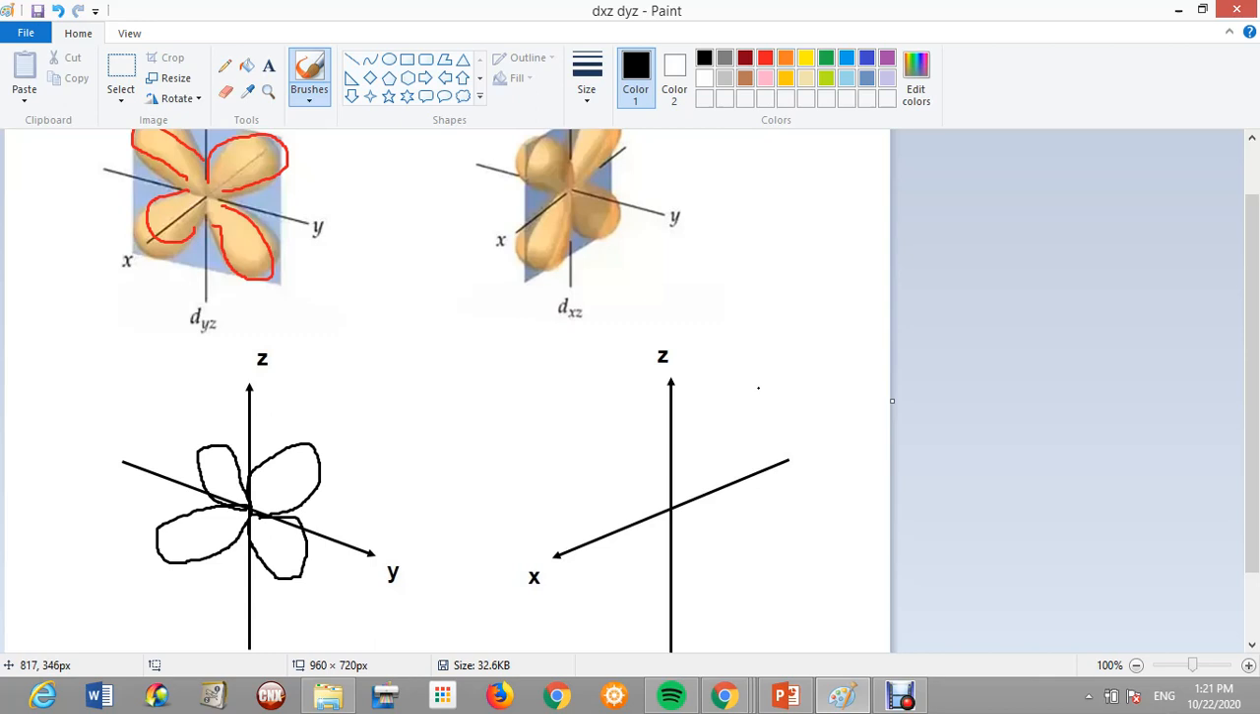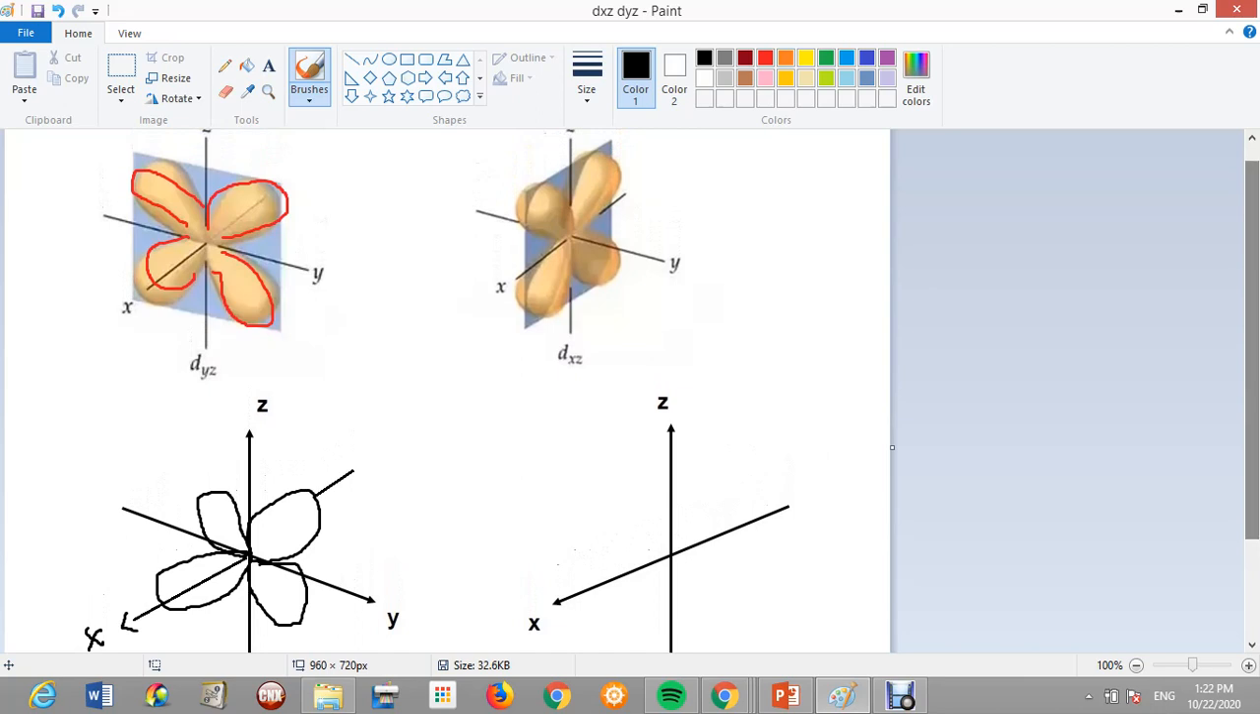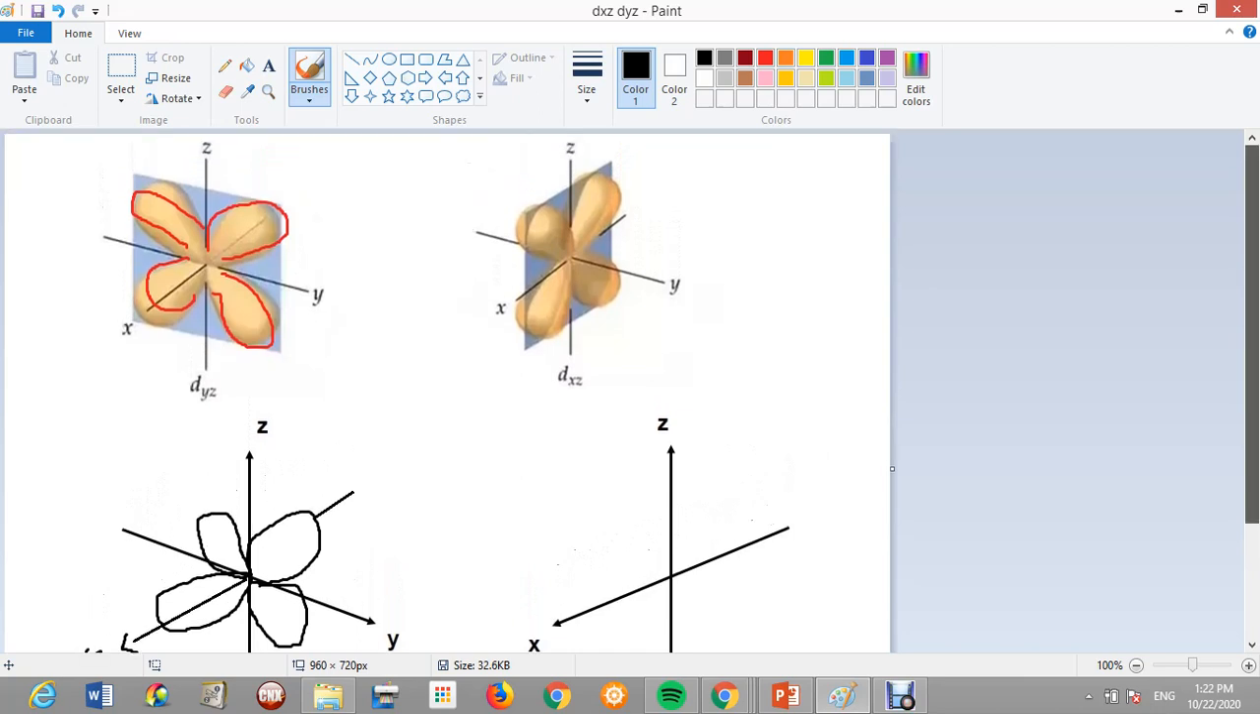After I draw the loop, then I add my x-axis. The side that carries the arrow will cut through the loop. So this will be my x. And then the last one will be dxz. You can see this is the plan of the dxz.